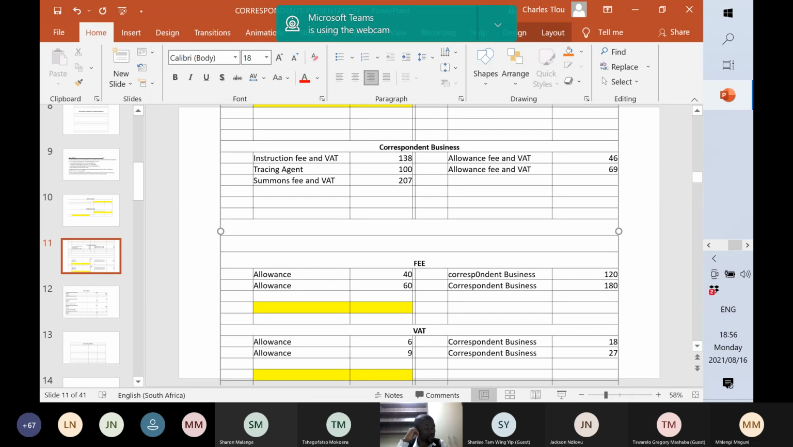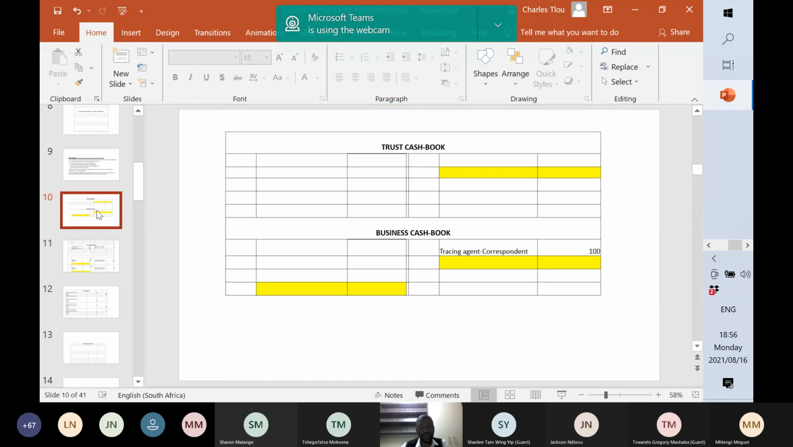They say there, XYZ pays you 2,400 rand of the debt. Now you are receiving money from a debtor. And this money that you are receiving from a debtor is client's money. Now, in which account are we going to receive this 2,400? In which account are we going to record the 2,400 rand? Trust account. In the trust cash book, correct.